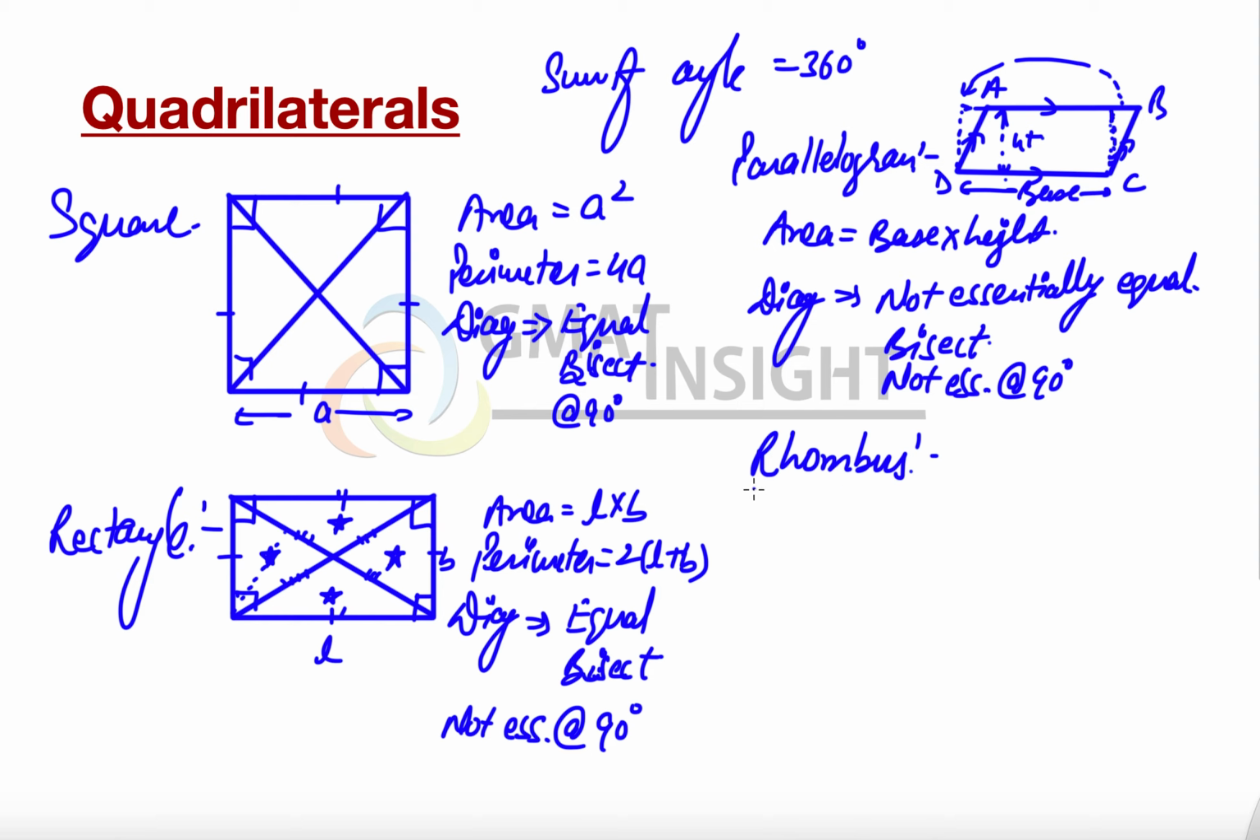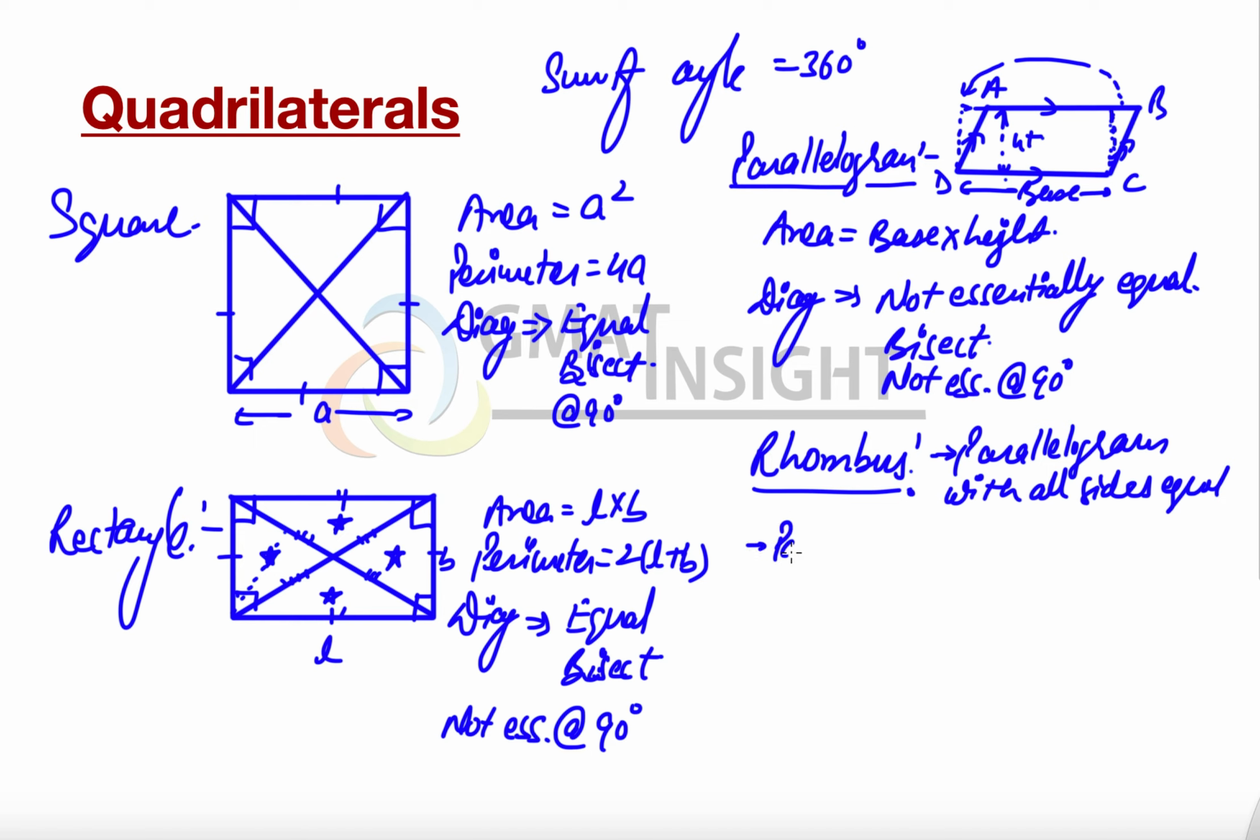Now, the definition of rhombus can be given in two ways. Rhombus is a parallelogram with equal sides, with all sides equal. So if we form a parallelogram which has the adjacent sides equal, then we get a rhombus. That's one way to define rhombus. The second way to define the rhombus is that rhombus is a parallelogram with perpendicular diagonals. That means there are only two scenarios of quadrilateral in which the diagonals are perpendicular bisectors.